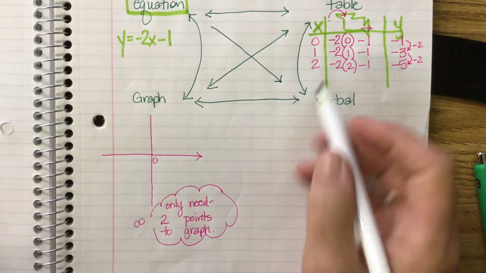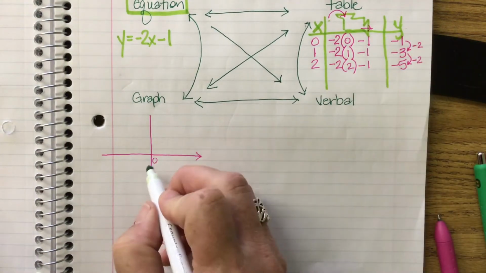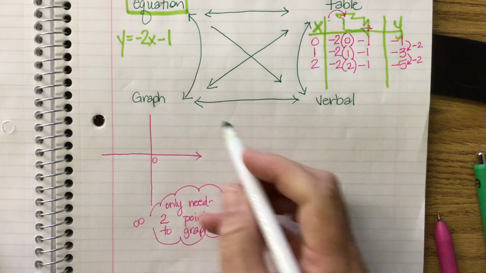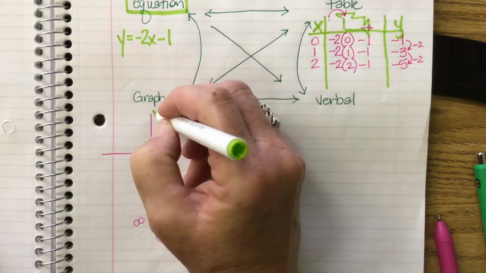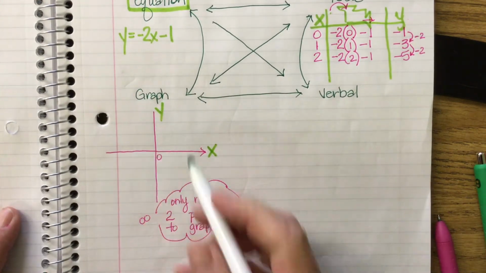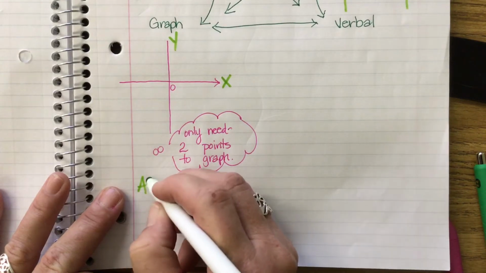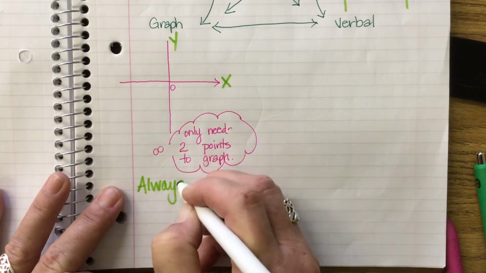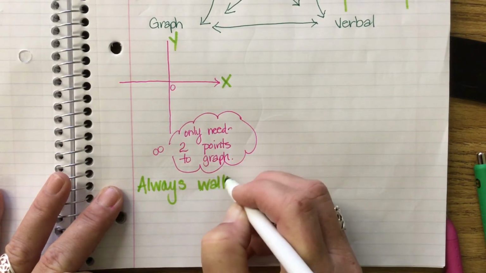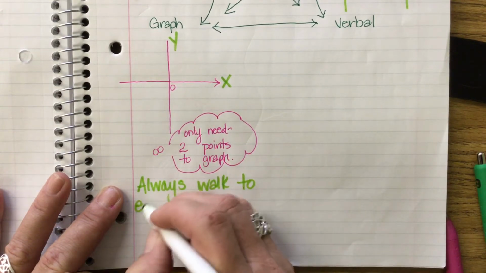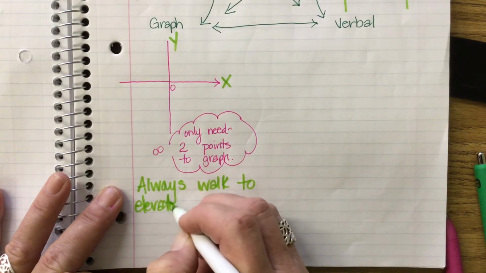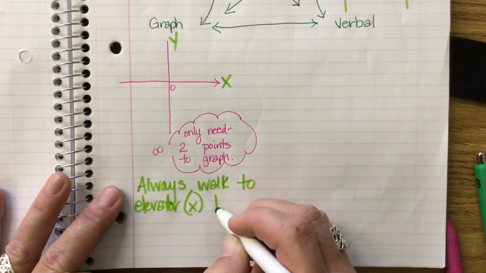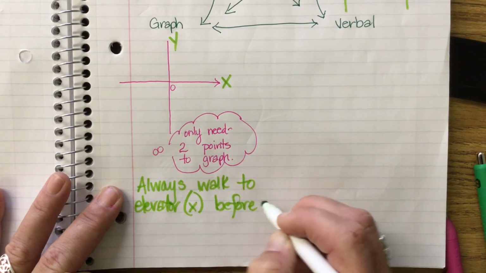So what I'm going to do is I'm going to plot 0 and negative 1. Remember that your x and your y, you always walk to the elevator, which is your x, before you go up or down.